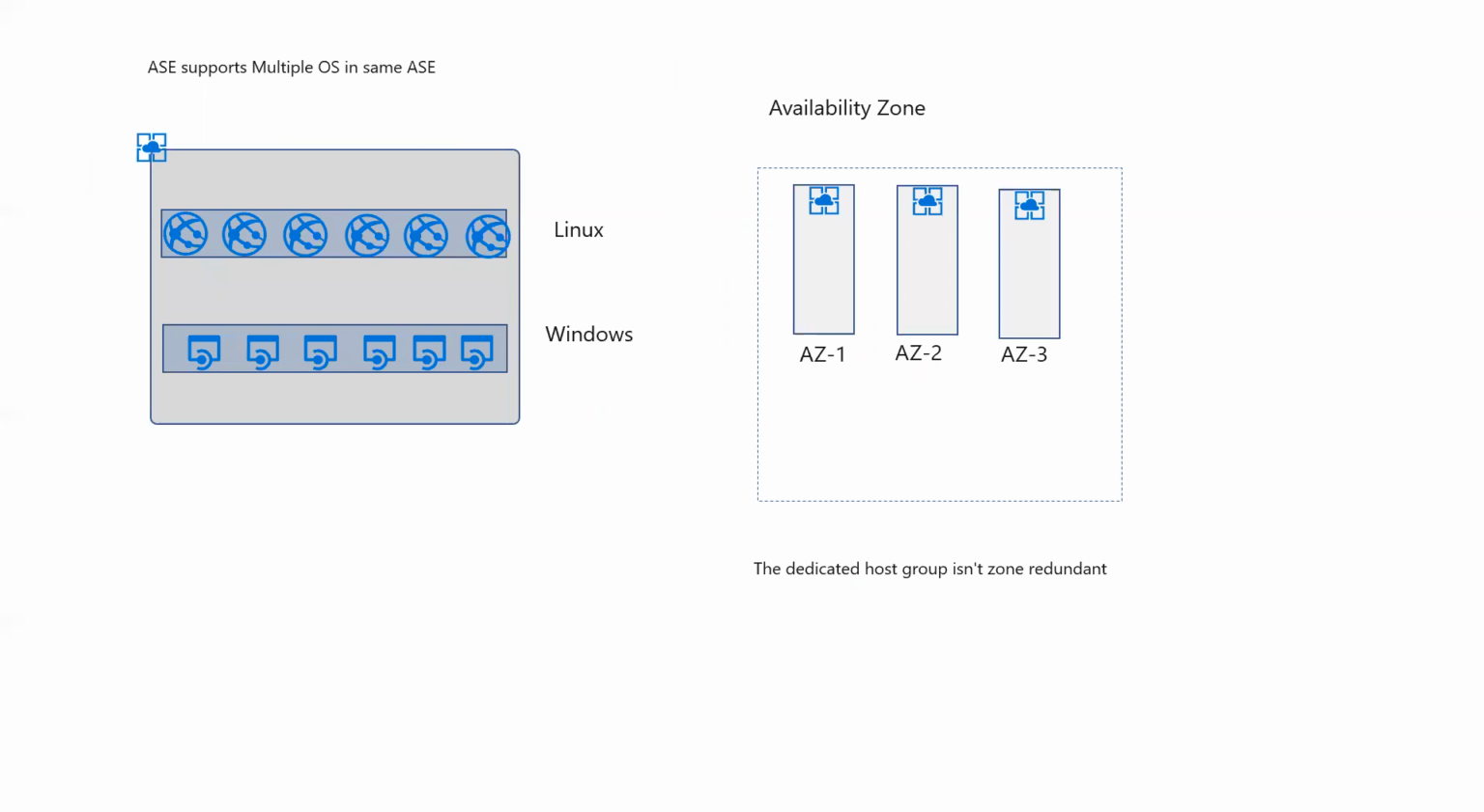I would like to bring this slide to explain that the App Service Environment we are going to create supports multiple operating systems by default. So you can have App Service plans running in the Linux operating system, and some running in the Windows operating system. You can select the operating system while creating the app services within the App Service Environment.